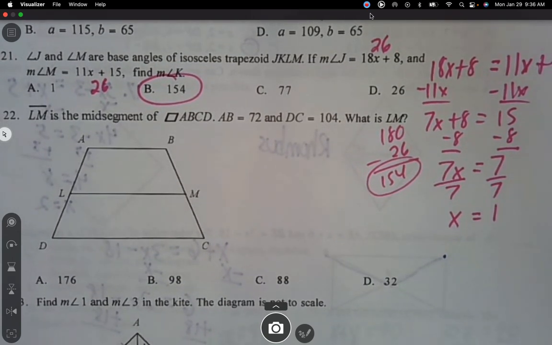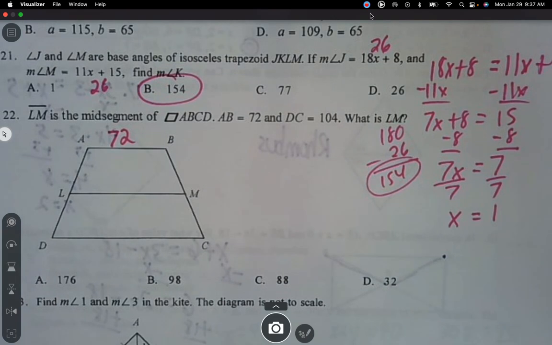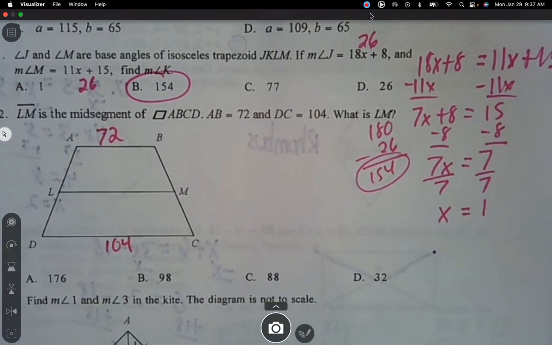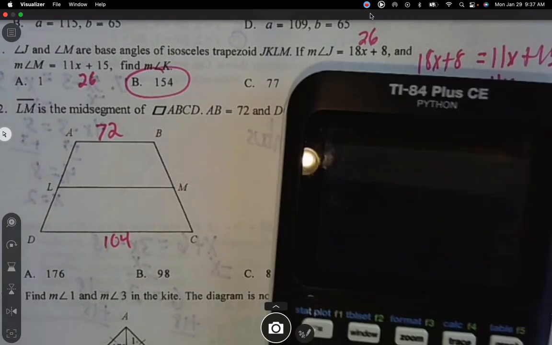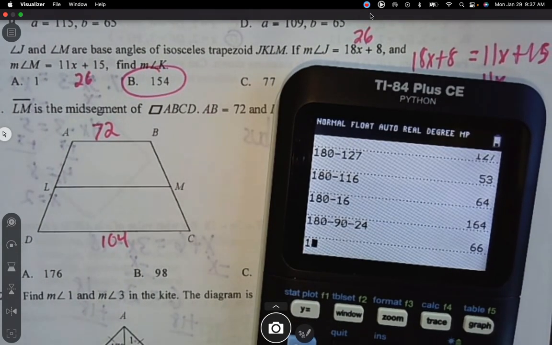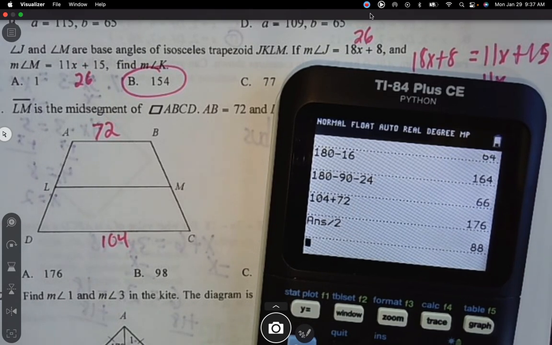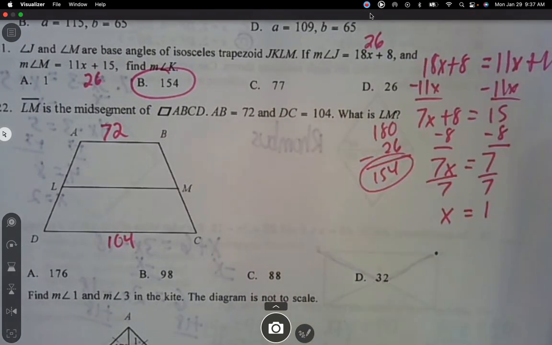They want me to find the midsegment. This is what they tell me. This one is 72, and this one is 104. How do y'all find the midsegment? You just basically average those. Add them up and divide by 2. I would just do that on my calculator. So I do 104 plus 52 divided by 2. What do we get? 88. That's what I got.